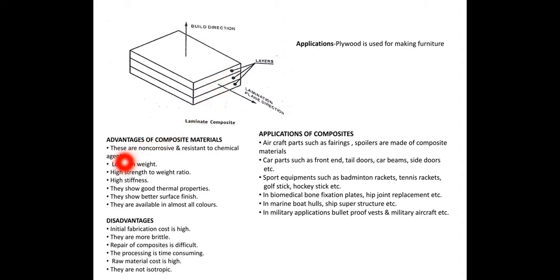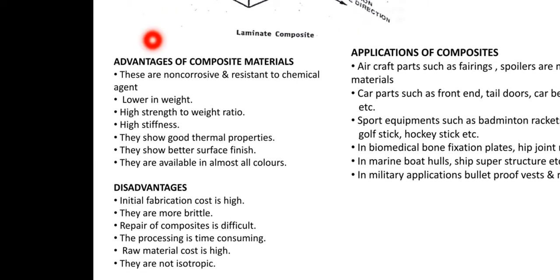What are the advantages of composite materials? These are non-corrosive and resistant to chemical agents. They are lower in weight. They show a high strength to weight ratio. That means their weight is less but their strength is high. Then they show high stiffness, good thermal properties, better surface finish, and they are available in almost all colors.